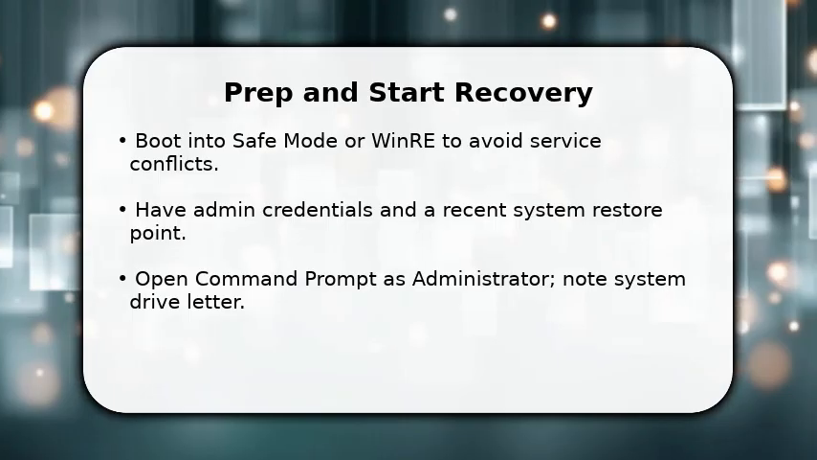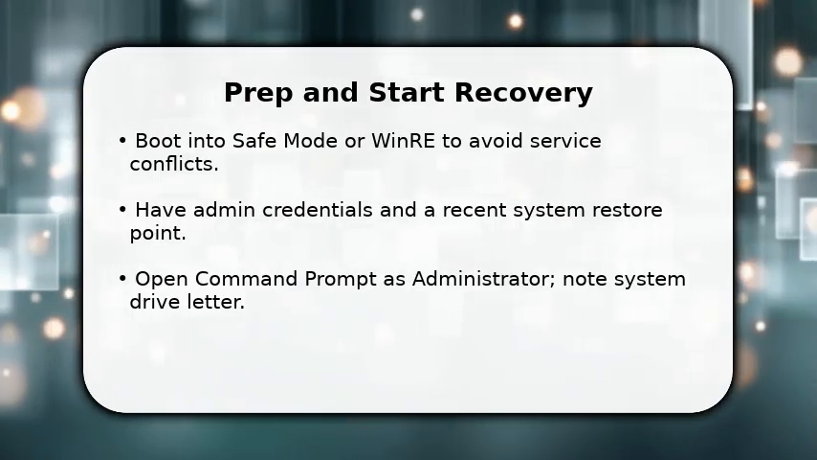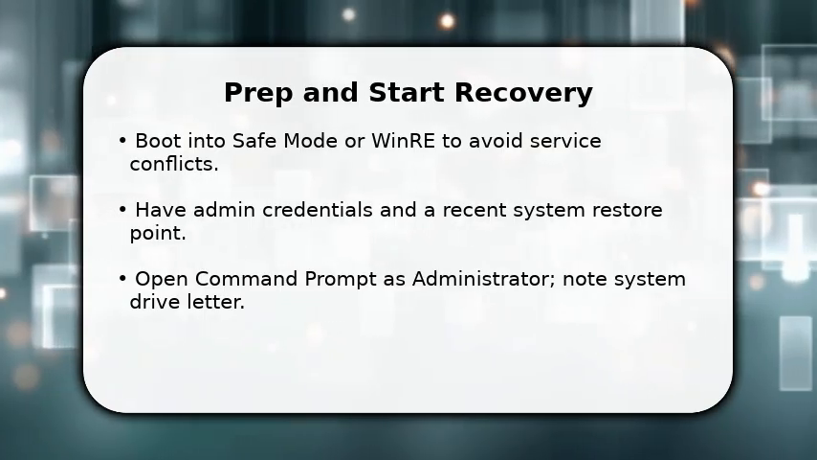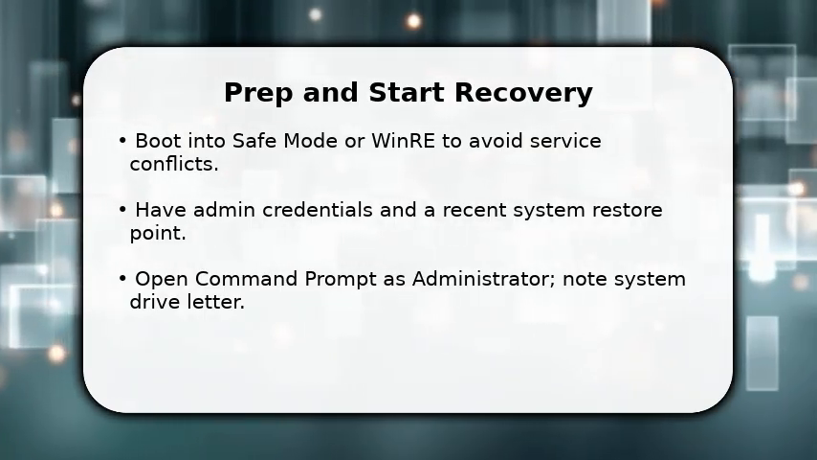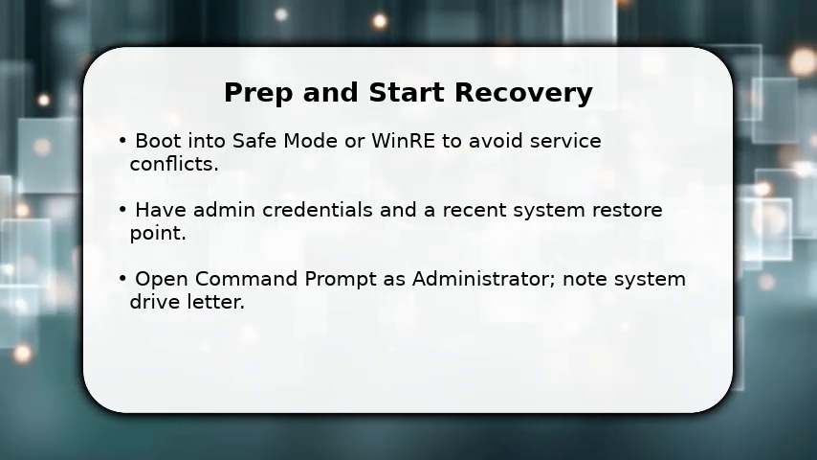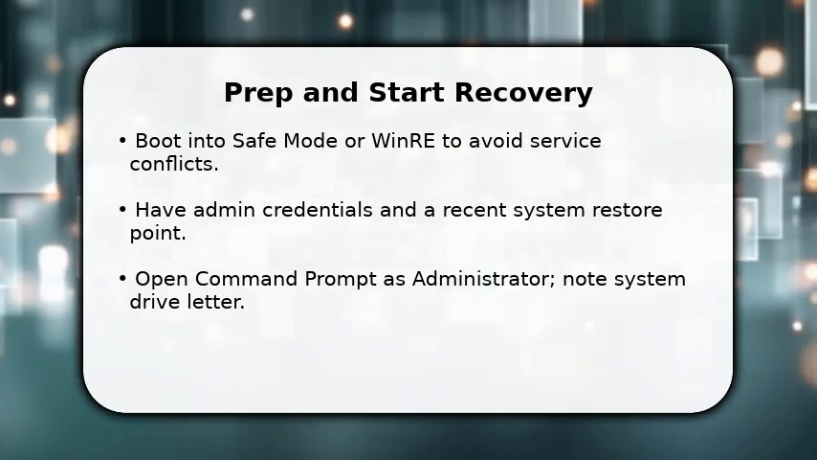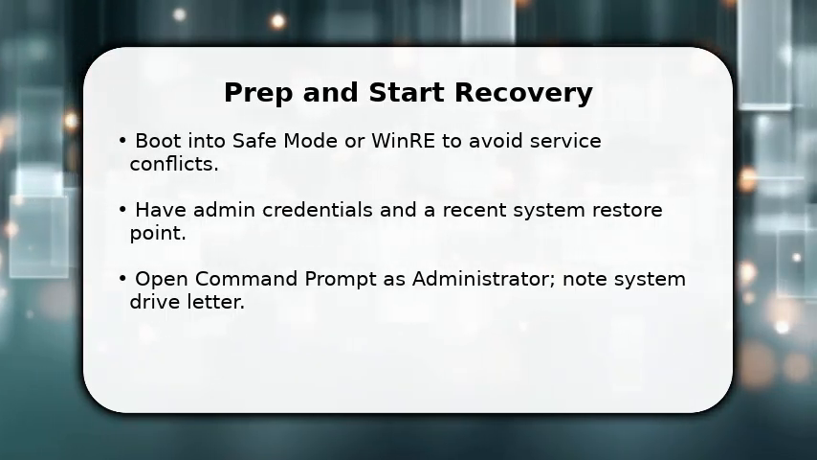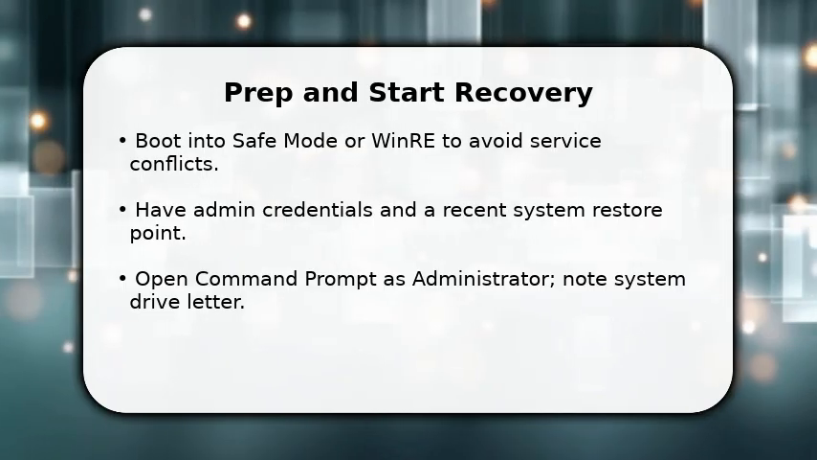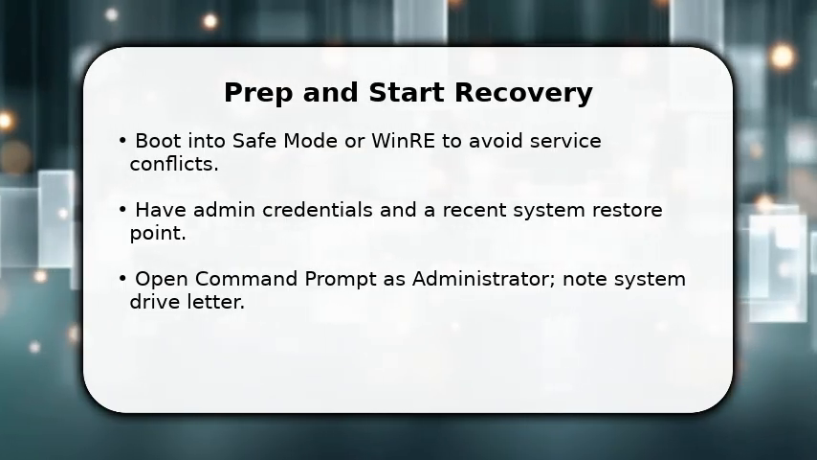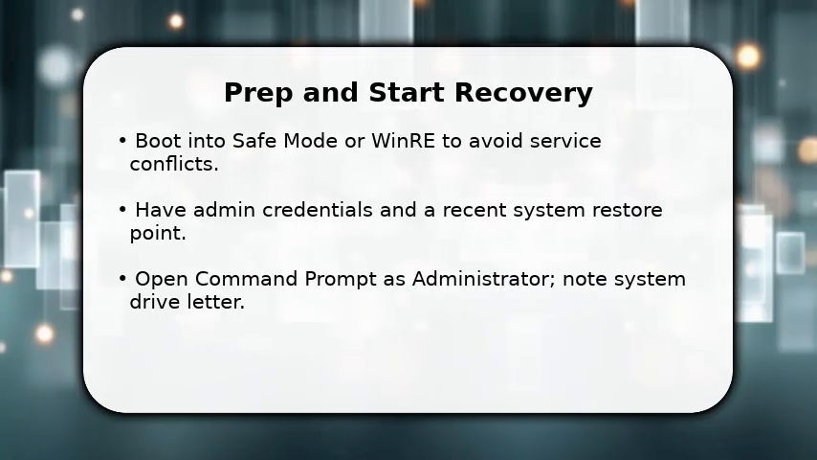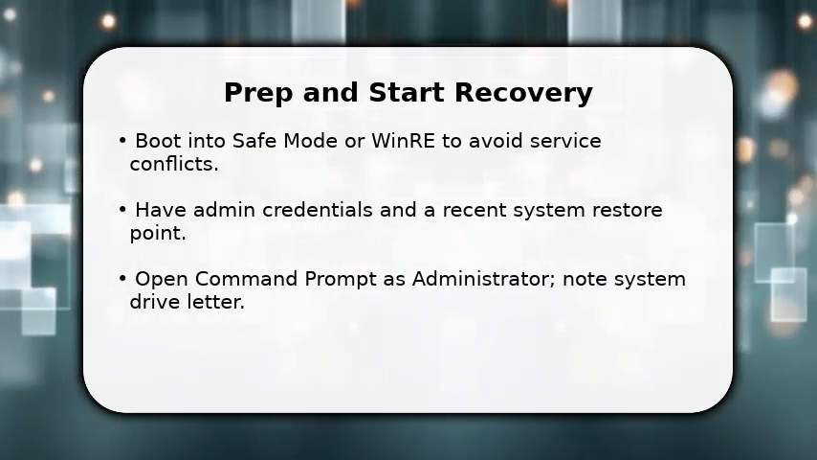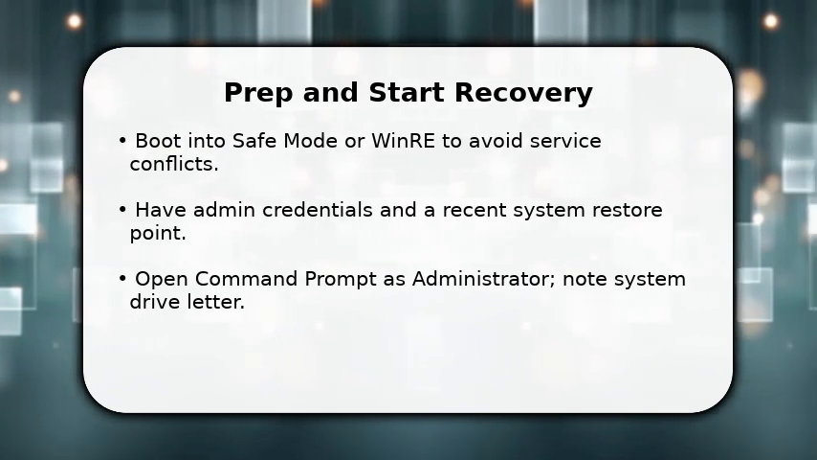You begin in safe mode or Windows recovery environment to prevent other services from blocking Gpsvc. Once there, make sure you have administrative rights and a restore point in case you need to roll back. Open an elevated command prompt and confirm the system drive letter, because it can change in WinRE. Now stop any dependent services briefly and export the registry branch for Gpsvc so you can restore it if edits go wrong. This prevents permanent damage while you repair the service.